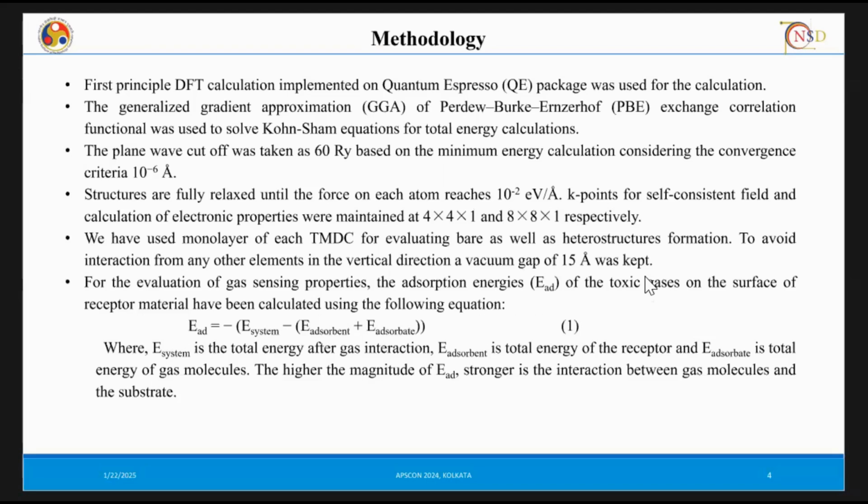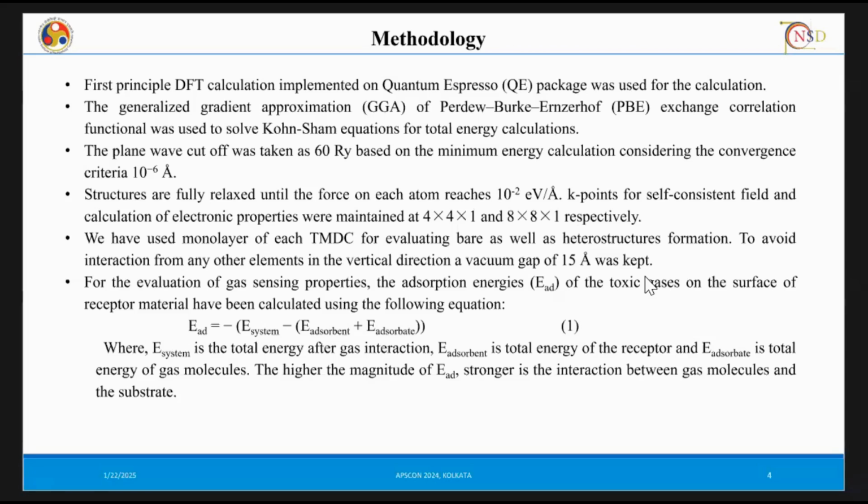Here I have mentioned a few parameters for viewers, which you can note down. We have used a cutoff value of 60 Rydberg. In this theoretical calculation method, we need to first optimize the material, and after that we check the application part. For optimizing, we need to check the minimization of the total energy, called the ground state energy, where the material is in its most stable form. For that we need to vary different parameters.